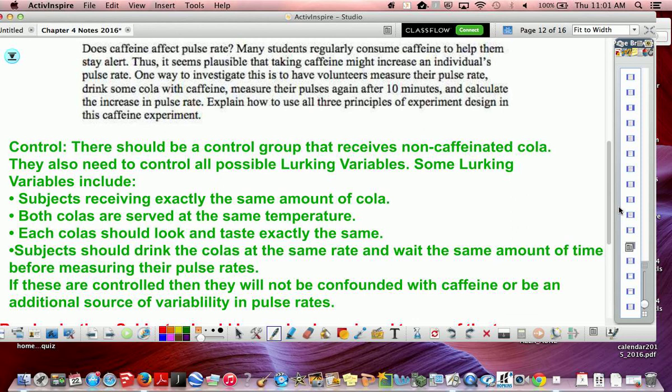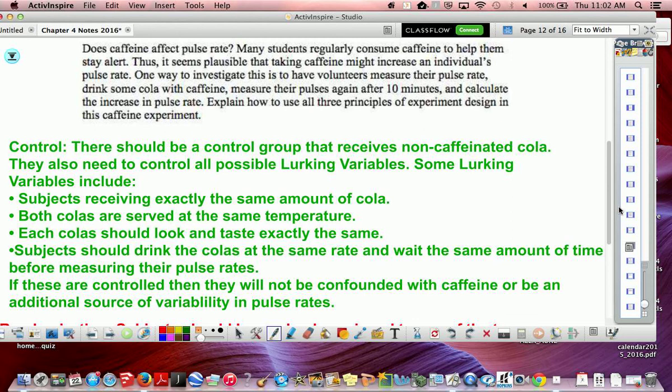Harris do it. But some of the things when you're setting up this experiment that you should at least try to control for: the amount of colas that the subjects are drinking really needs to be the same. Because if you give one group 8 ounces of cola and the other group 4 ounces of cola, the amount of caffeine they're receiving is going to be different. They should also be served at, say for instance, the same temperature, since your body might metabolize it faster or slower depending on the temperature the cola is served. It should also look and taste exactly the same.